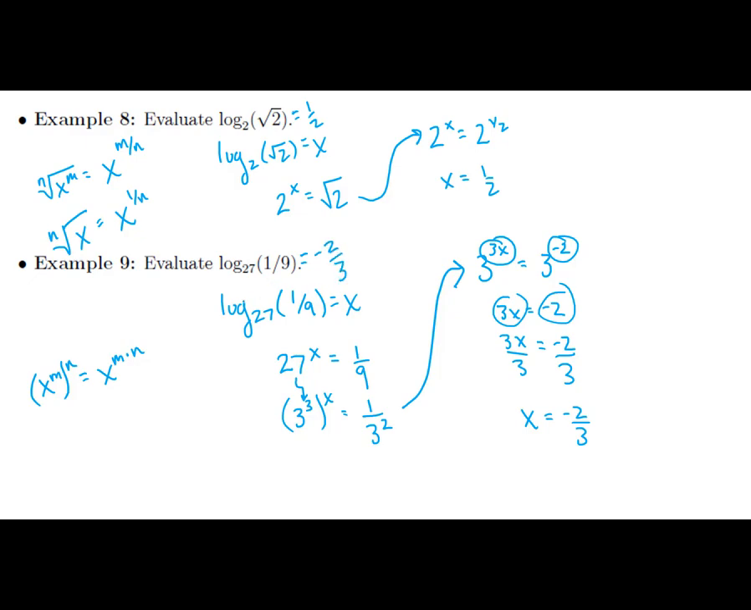Or in other words, if you raise 27 to the -2/3 power, you will get 1/9. Okay? And you can actually easily check that in a calculator. Type in 27 raised to the -2/3 and it will spit out to you the answer of 1/9.